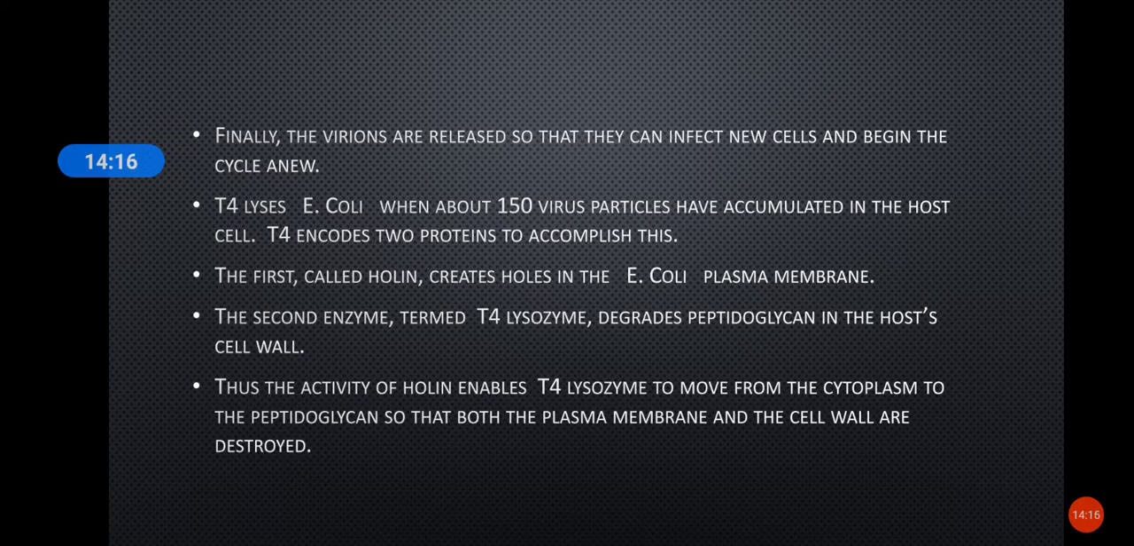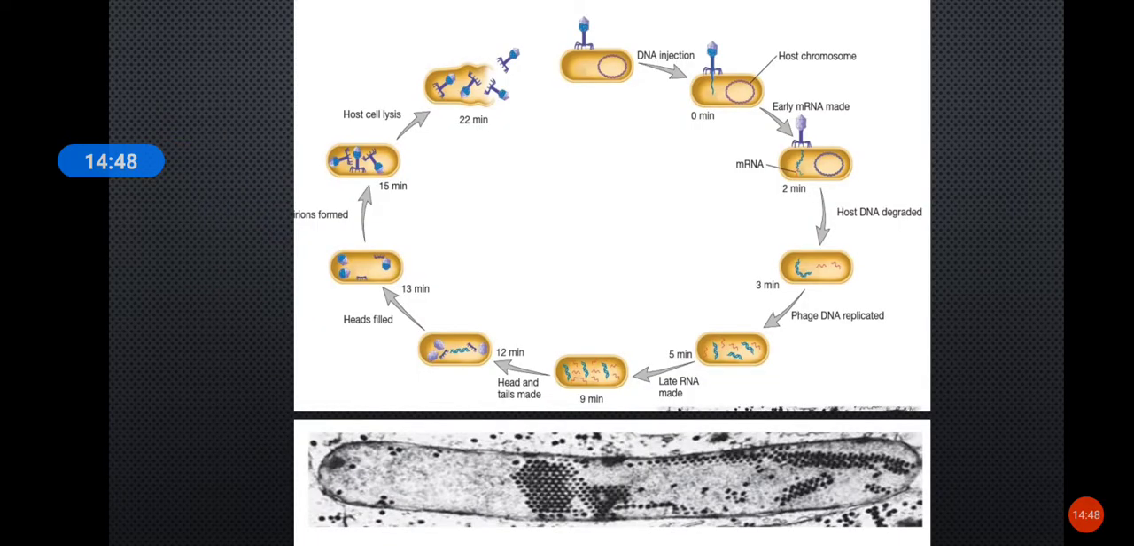So in the release of the mature virion, there are 2 proteins, holin and T4 lysozyme. Holin creates holes in the E. coli plasma membrane, and it also enables the T4 lysozyme to move from the cytoplasm. And the lysozyme will degrade the peptidoglycan of the host cell's wall. So both the plasma membrane and the cell wall are destroyed, and the mature virions are released. So this is the cycle.